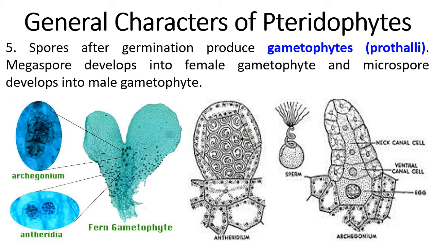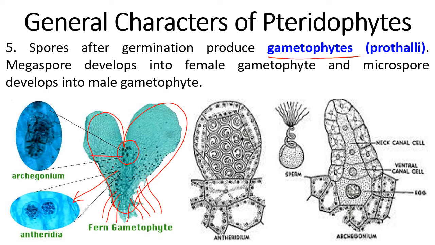Spores after germination produce gametophytes. So if you look, a small individual spore grows into this kind of heart-shaped structure. This structure has many rhizoids also, and if you look here, small structures are there. These dotted structures you can see, these are actually male structures, and if you look into this zone, some large brown colored structures are there. These are actually called archegonium, and these represent female reproductive structures.